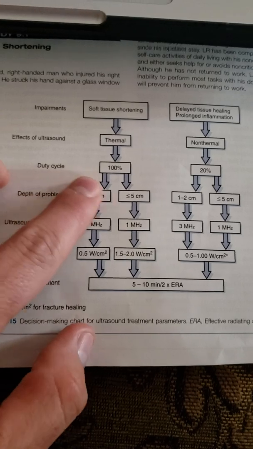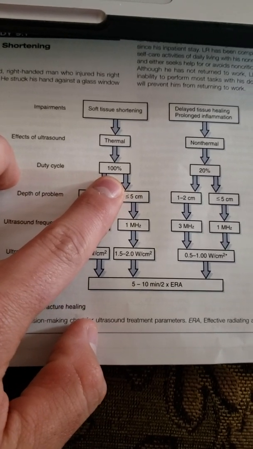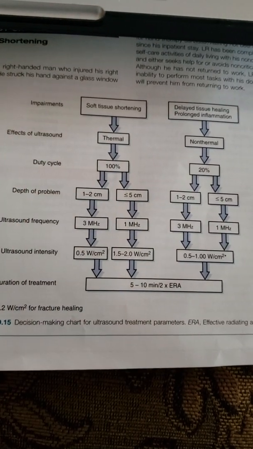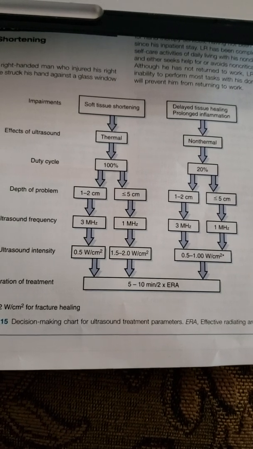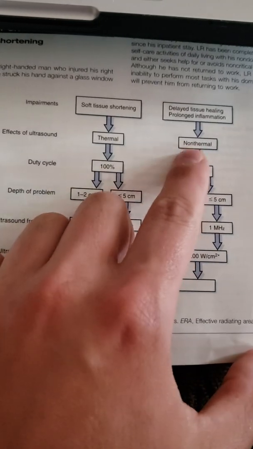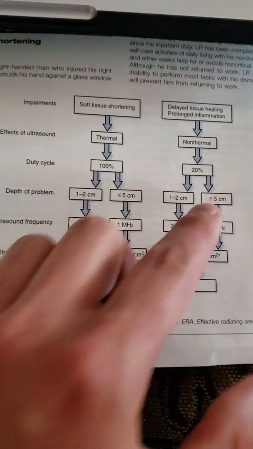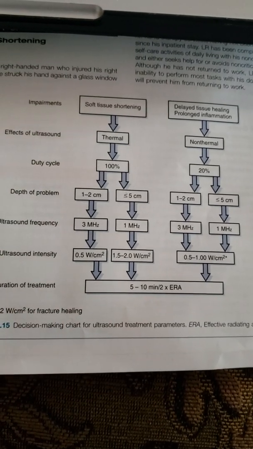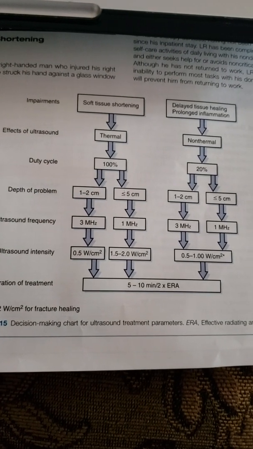So we're going to be choosing 100% duty cycle for thermal. And like I said, for the acute healing phase, or if there's a prolonged inflammation, we're going to be using the non-thermal, the 20% duty cycle. Okay, so that is if we want thermal or non-thermal effects.